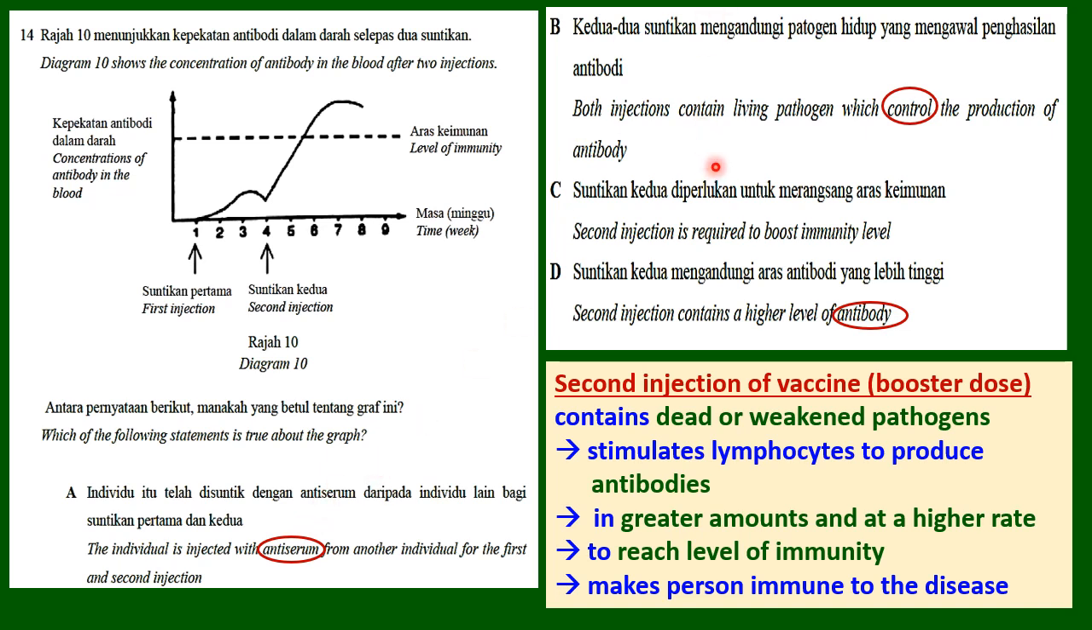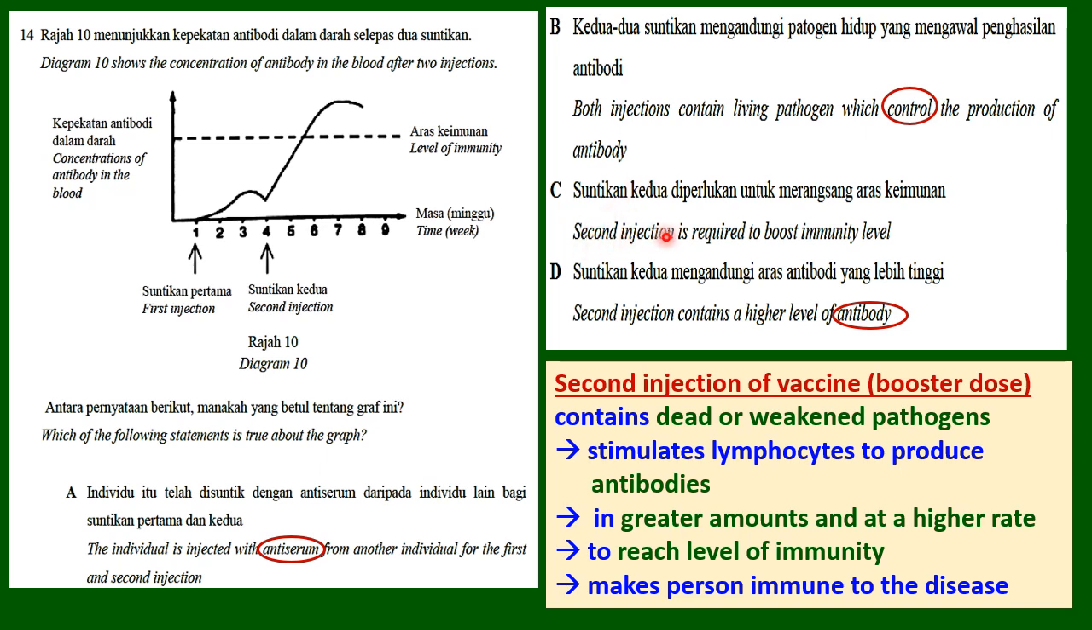Now for B, both injections contain living pathogens which control the production of antibodies. So the word control here is wrong. Now both injections may contain living pathogens because they are vaccines, living but weakened pathogens, right? But these pathogens don't control the production of antibodies. They stimulate the production of antibodies by the lymphocytes, okay?